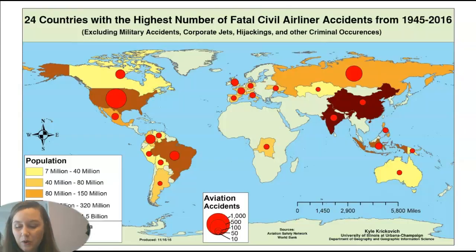All right, now this one is a proportional symbol map. The size of the symbol corresponds to the magnitude of the mapped feature. So the larger the circle, the more plane crashes there have been in the past from 1945 to 2016. Notice that Russia and the United States have the most. And a lot of that is because of the Cold War during most of that time.